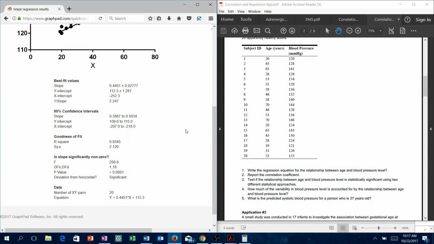Y'all just did age and blood pressure, you aren't doing units or anything like that? Yeah, because blood pressure is dependent, so it goes on the y-axis. Or wait, did I do that wrong? Isn't X the dependent? X is independent. Y is dependent. Okay, I'll make sure I got that right. X is the age. You solve for Y, so Y is the dependent variable. That makes more sense.